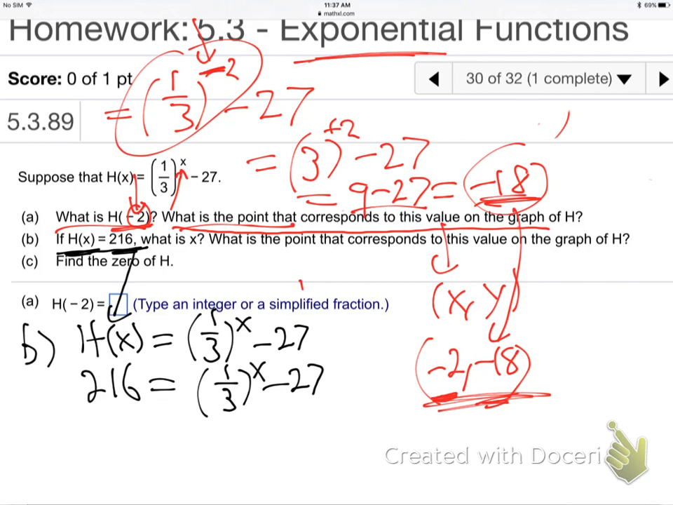Good. And now I need to solve that thing for x. How do you solve that thing for x? Can you do that? Let me give you a second. Rather than me just whipping it out, I think you'll get more out of it. Let's go ahead and solve for x there.